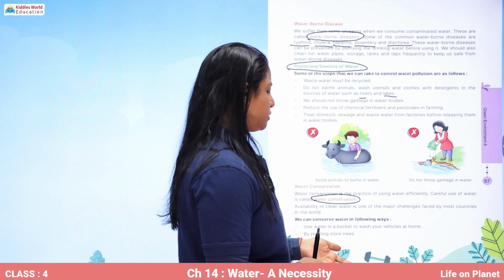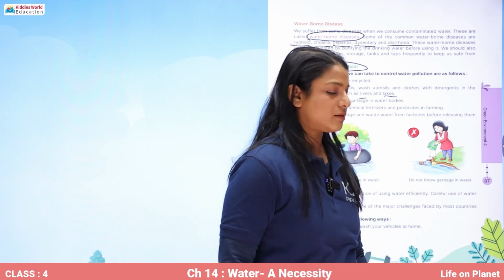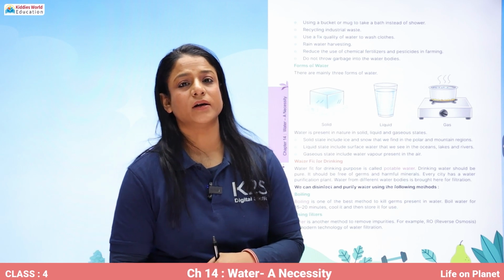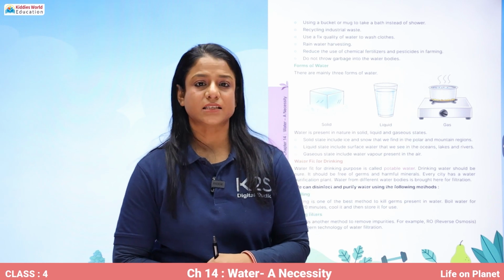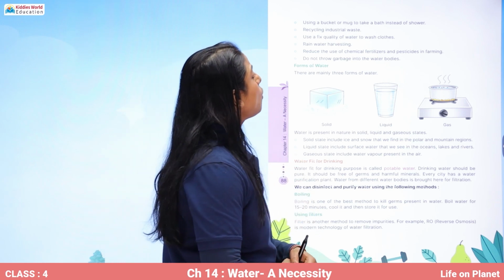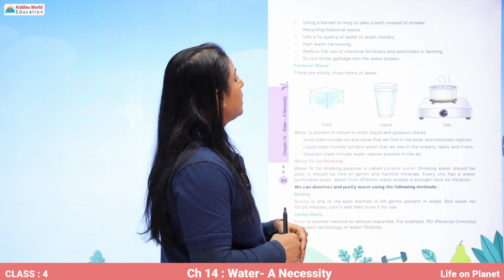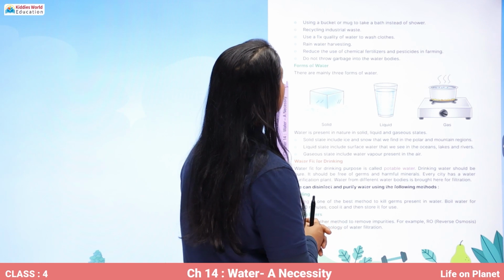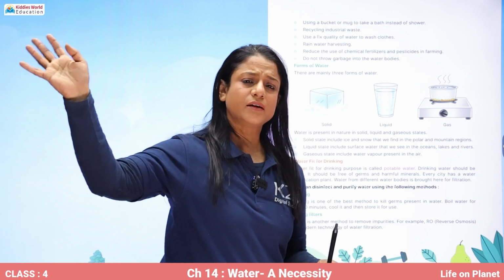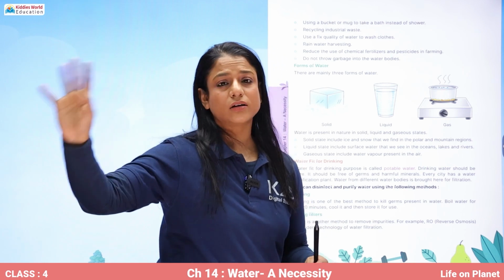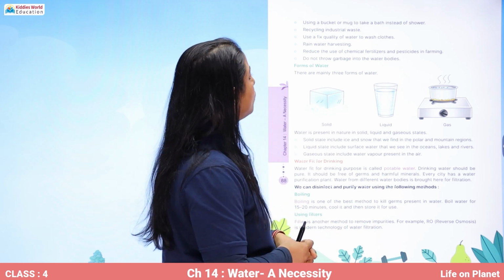Use water in a bucket to wash your vehicles at home. By planting more trees, there will be more water vapors, there will be more rain, and also there will be fewer floods. Using a bucket or mug to take bath instead of shower, recycling industrial waste, using a fixed quantity of water to wash clothes. It's not that if you are washing clothes, just open the tap, let the water be running. That's not good. Just use a fixed quantity of water for washing clothes.